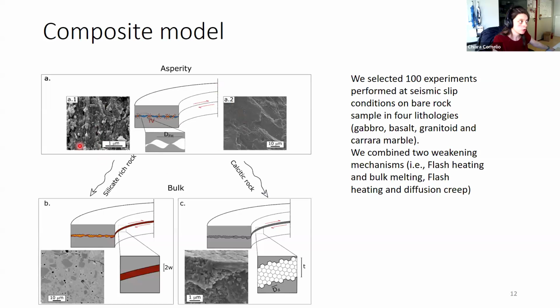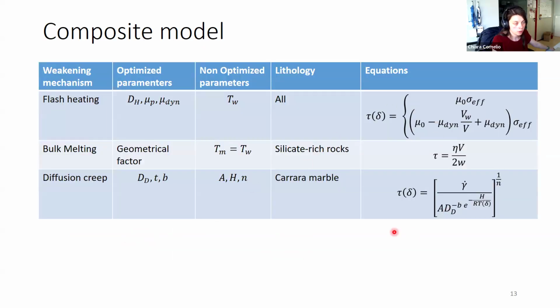So we have first the formation of flash sheeting, something that is happening at the asperity scale, and then some bulk dynamic weakening mechanism, so the formation of melting in case of silicate-rich rock, or the formation of nanoparticle and diffusion creep in case of calcite-rich rock. Each of these weakening mechanisms can be described using a law here. And what we would like to do is to invert our experimental shear stress in order to find some parameters that are going to characterize our dynamic weakening mechanism.